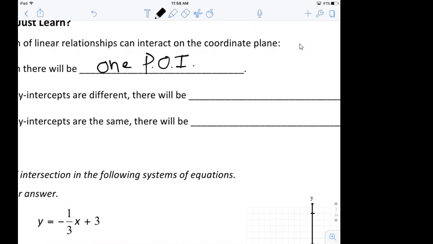The next line says, if the slopes were the same, but the y-intercepts are different. Well, that was the case where we had two lines that never crossed. In that case, because they have the same slope, but they're not overlapping, there's no point of intersection. They never touch one another.